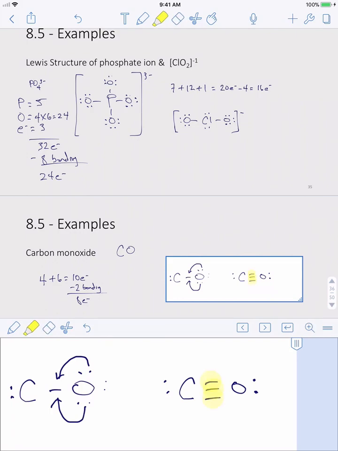Now we have 2, 4, 6, 8, and 2, 4, 6, 8. Everything has an octet. Everything is happy. We have a triple bond. We have 6 electrons in bonding here.